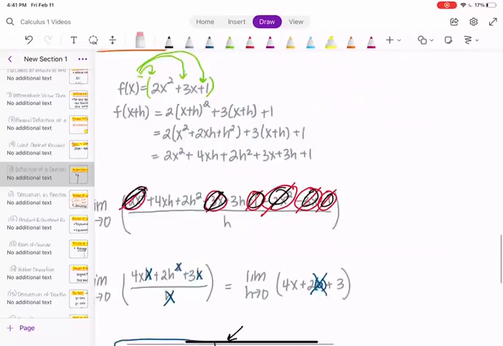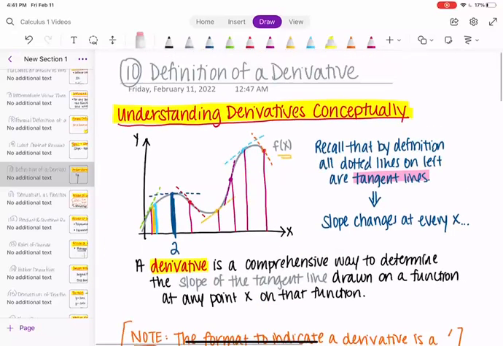So that is essentially the connection between limits and derivatives, but also it is formally known as the definition of a derivative.